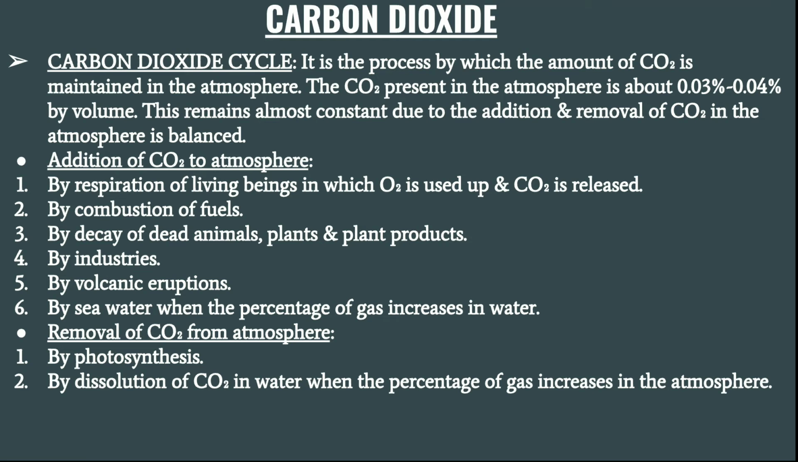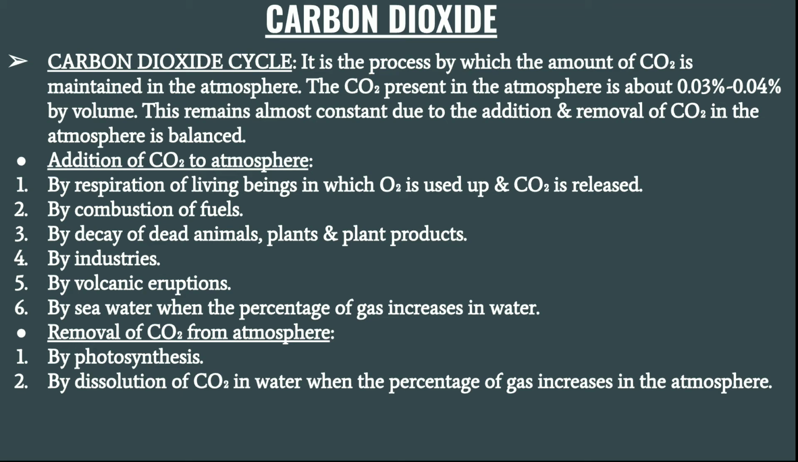What is this? It is a process by which the amount of carbon dioxide is maintained in the atmosphere. We know that carbon dioxide is being produced by different sources and used up by something, and to maintain this balance in the atmosphere is known as the carbon dioxide cycle. The carbon dioxide present in the atmosphere is about 0.03% to 0.04% by volume.